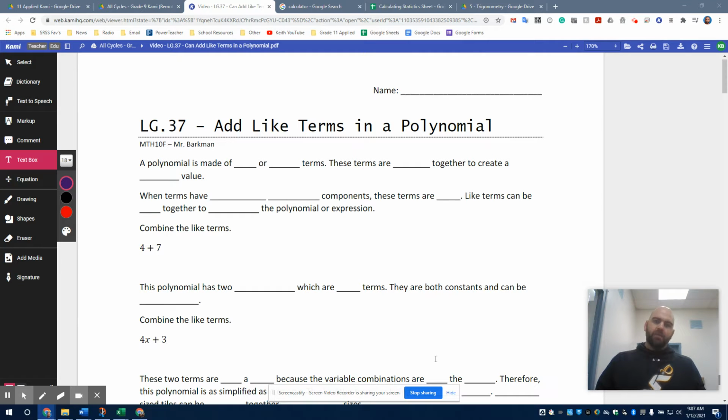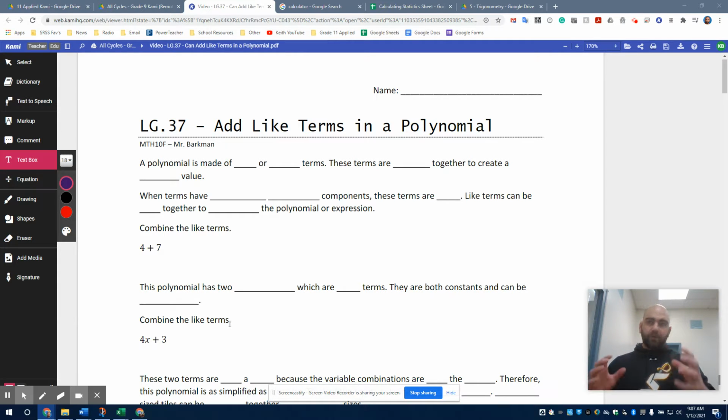So we're going to take a look at learning goal number 37 today. And 37 is going to be all about polynomials and taking a look at terms. So if we think back to what we did a little while back with terms of a polynomial and just understanding the terms, we had a couple different pieces that we needed to look at.